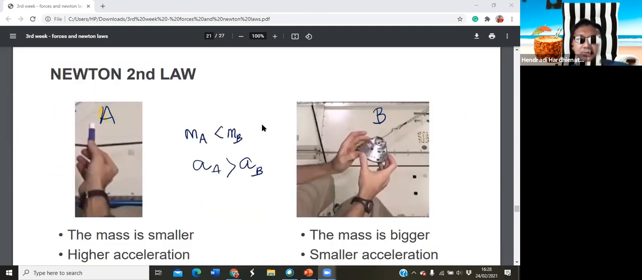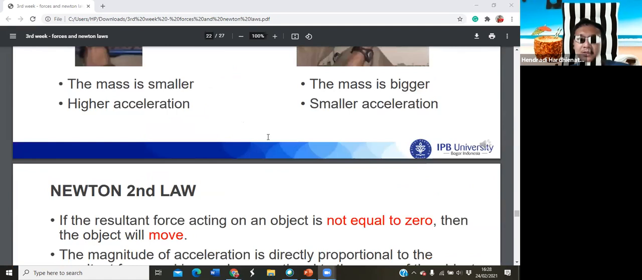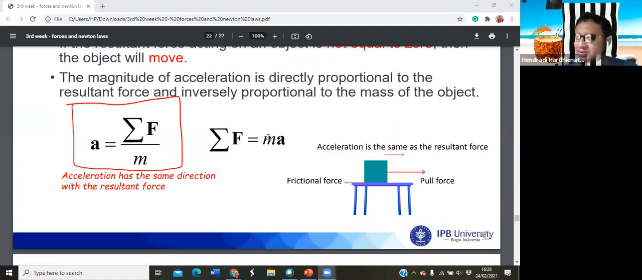Yeah, this is the second law. Mass is bigger here and smaller acceleration. Yeah, and here's the second law. Actually, it is not so important to understand the mathematics. The primary is you understand the concept.